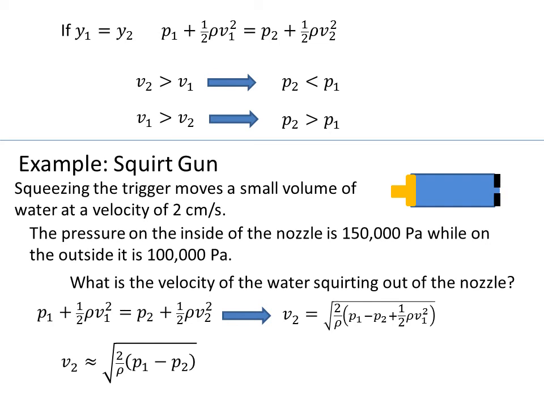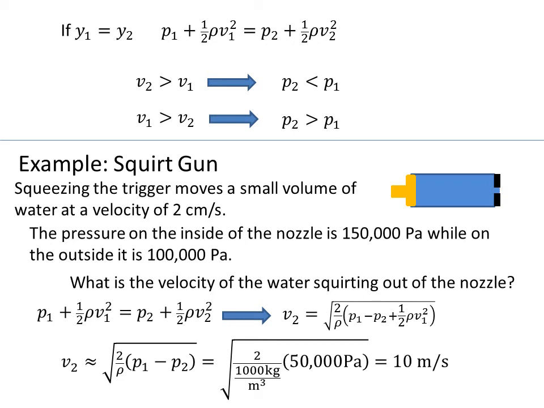So that V2 is approximately equal to just the square root of 2 over the density times the difference in the pressures P1 minus P2, which is equal to 2 over 1,000 kilograms per cubic meter times 50,000 pascals, and the whole thing square rooted. And that's equal to 10 meters per second. So rather fast, considering you're moving the velocity inside the cylinder only 2 centimeters per second. Now it's going 10 meters per second, or 10,000 centimeters per second if you make a direct comparison.